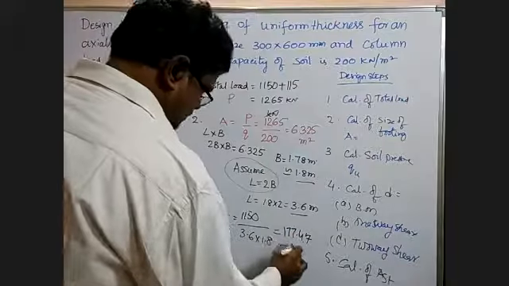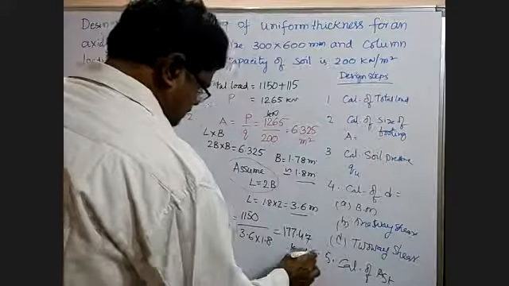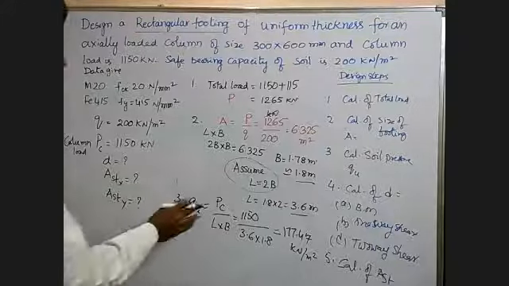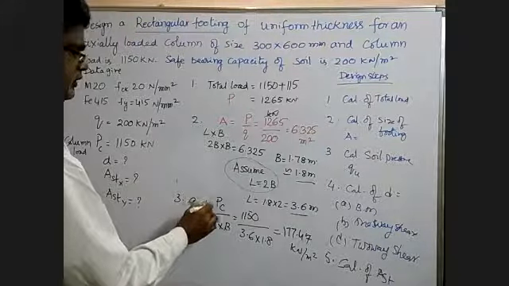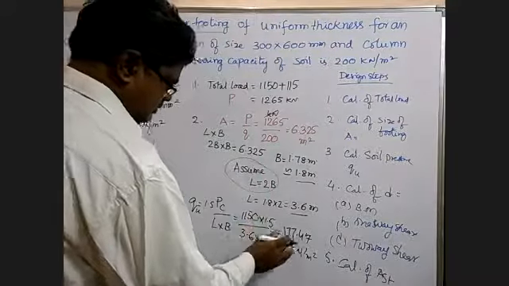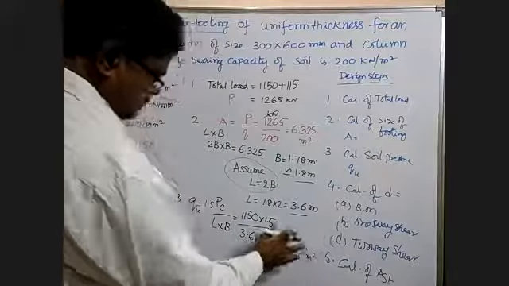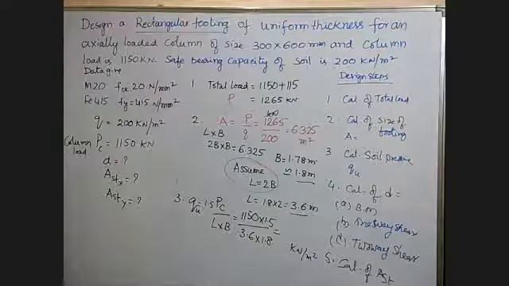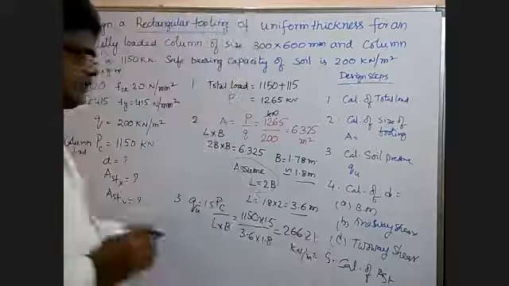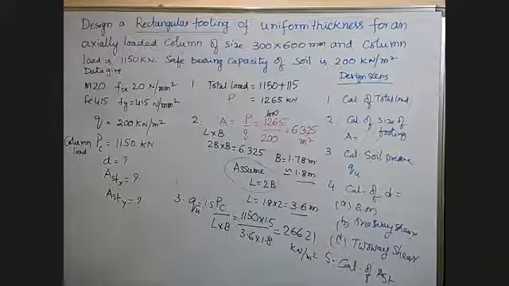This is in kilonewton per meter square. Now the soil pressure, you multiply with the factor 1.5, so it comes to 266.21 kilonewton per meter square. Now the third step is over. The next step is the calculation of D value.